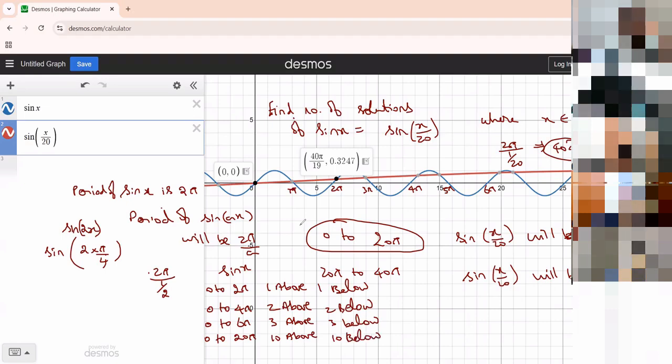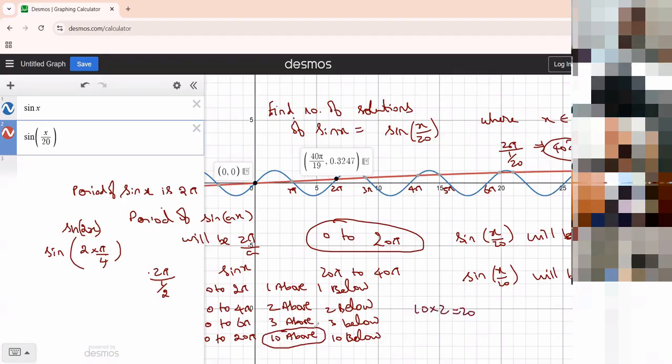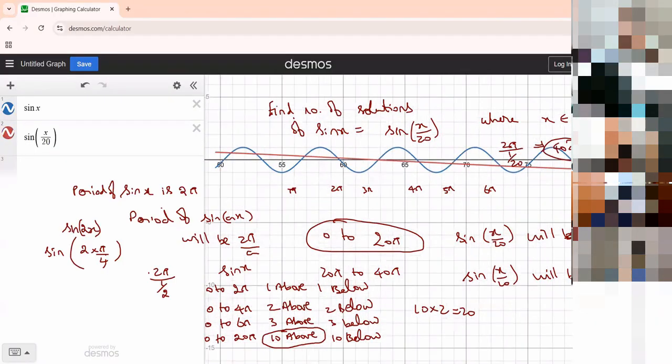And as you can see, every half cycle above is creating 2 intersection points. So all those 10 above will create 2 intersection points. It will be 10 into 2, 20. So 20 solutions are there above. Correct. And can I say symmetrically that 20 intersections will be below as well? Yes, sir.